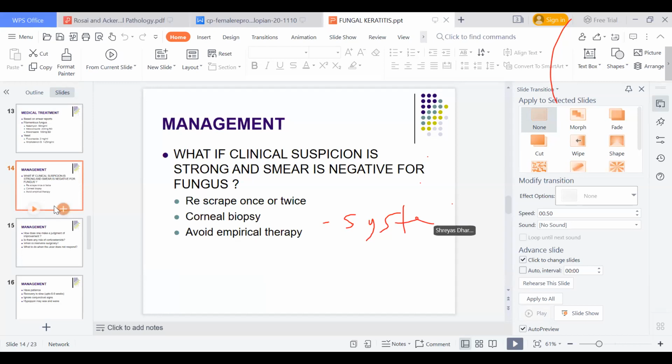So many times it might happen that we are dealing with fungus, and clinical suspicion is high and the smear is negative for fungus. So as was pointed out by Sushmita, if you are not getting the organism, you should rescrape. Corneal biopsy again is a procedure where you have to take the patient to the theater, so it involves other logistics as well. But by all means, you should avoid empirical therapy.